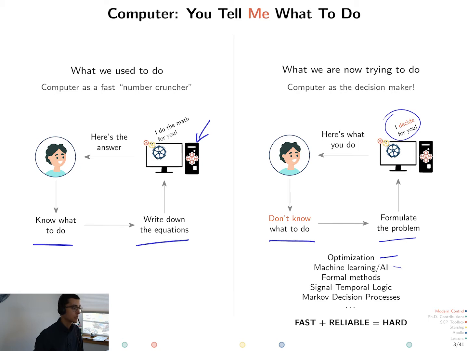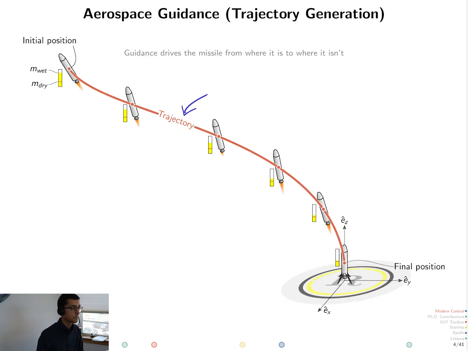So now, as opposed to knowing what to do, we no longer know what to do. But what we do is we formulate problems. So we define what it is that has to be done, and then we let the computer play the decision-making role. And the computer now has to play a creative task, and that's a very difficult thing to do. It's the topic of optimization that we'll talk about today, but also machine learning, formal methods, all of these theories that are still being actively researched today.